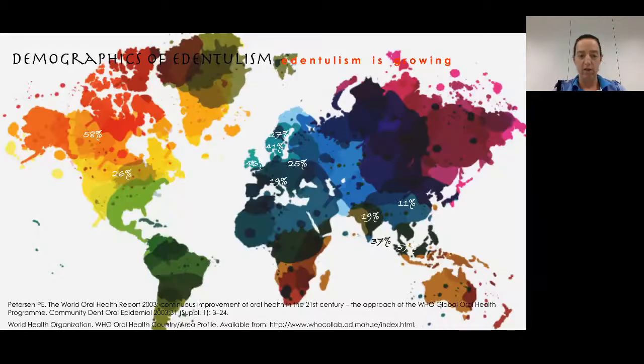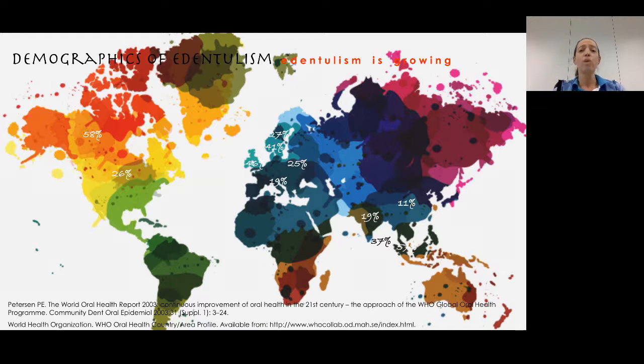When we look at the rates of edentulism, with these numbers already from 2003, we can see that the rate of edentulism is very high in many countries. In Canada, for example, 58% of the population over 65 years is edentulous. In the UK, we're talking about 46% of this population. So the numbers are very high, and people really need to be rehabilitated.